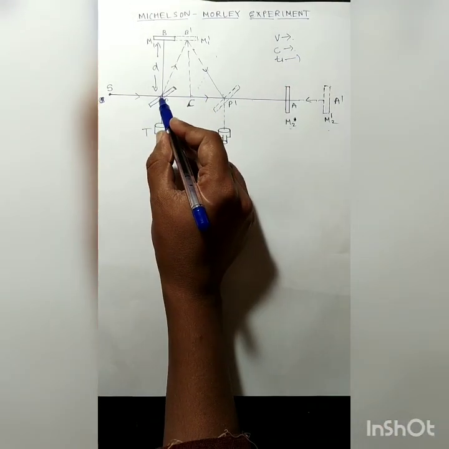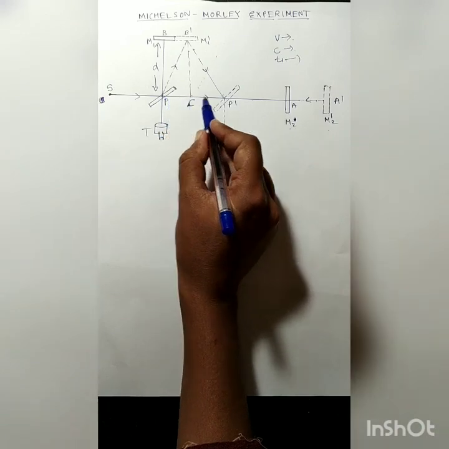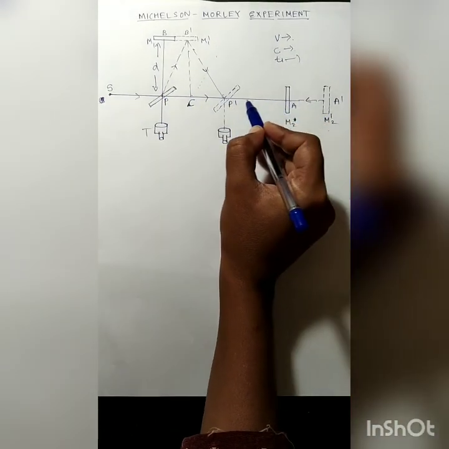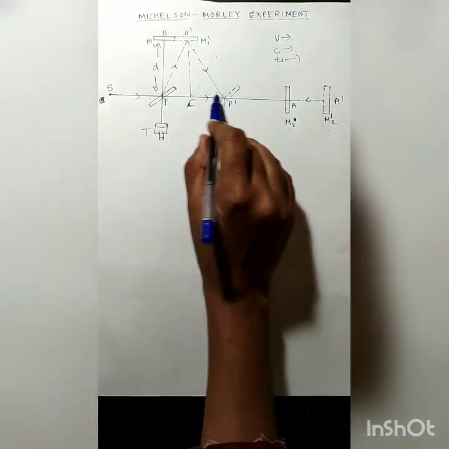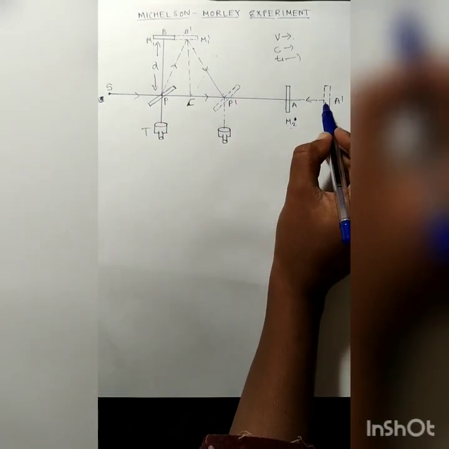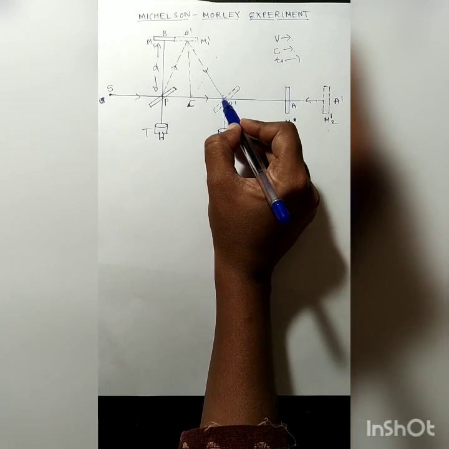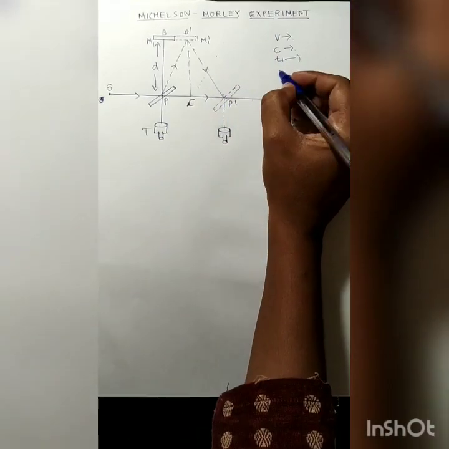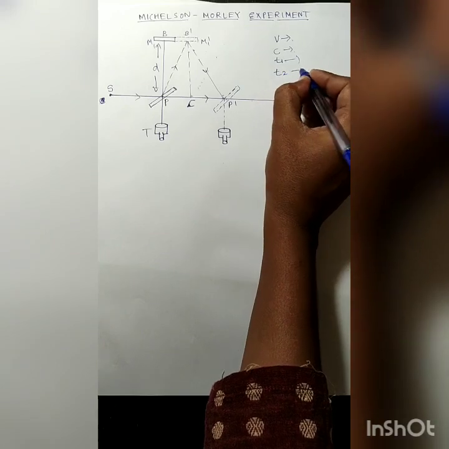At the same time some ray will be transmitted, and that transmitted ray will be incident on A dash and will come back to P dash. From P it will come, but to A dash it will be incident and then come back to P dash. So this also takes a certain time, and that time we denote by T2. So I hope you understand T1 and T2.